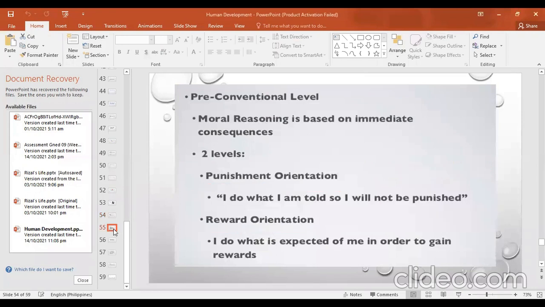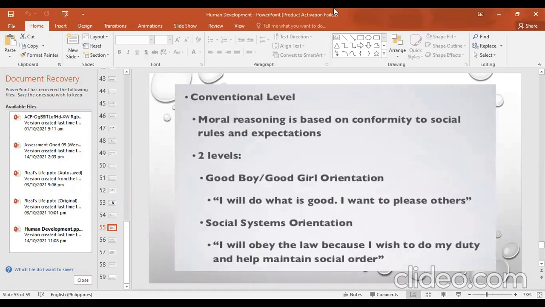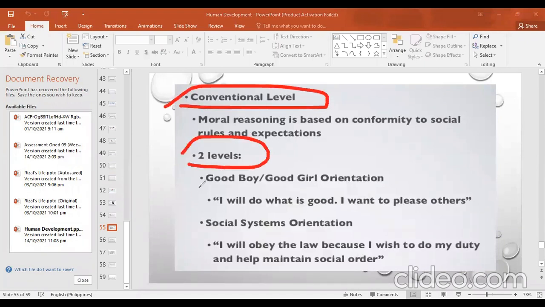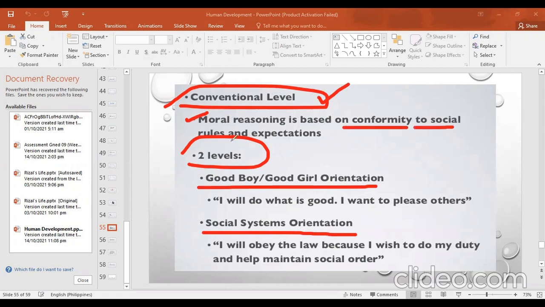So next tayo. Next level, we have conventional level. Under ng conventional level, we have two levels: good boy, good girl orientation, and social system orientation. First, let us discuss what is conventional level. So moral reasoning is based on conformity to social rules and expectations. So when we talk about good boy and good girl orientation, so this is level 3 na. Okay, level 3. Take note nyo ito. Good boy and good girl.